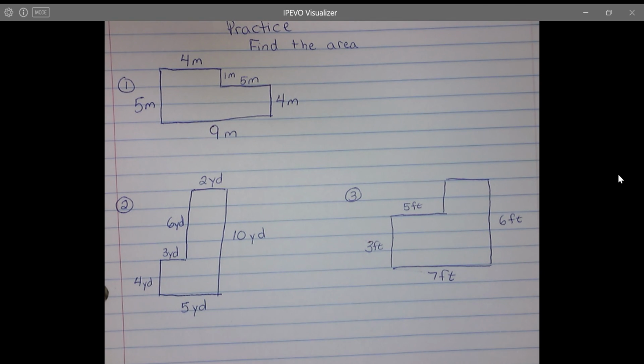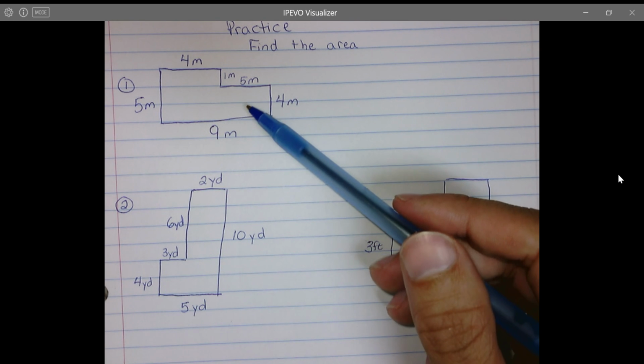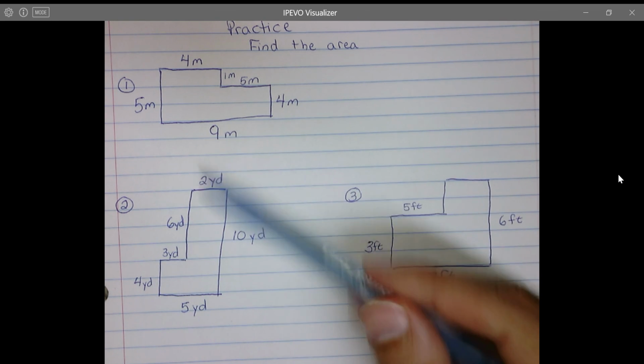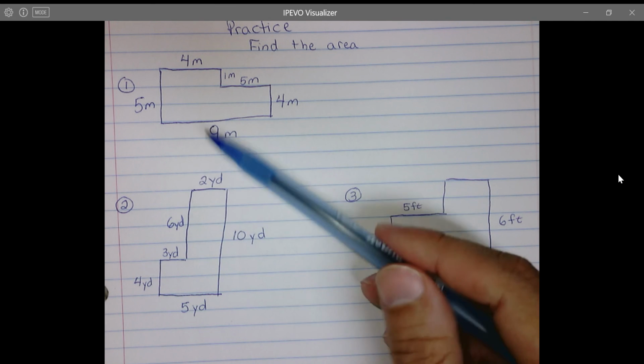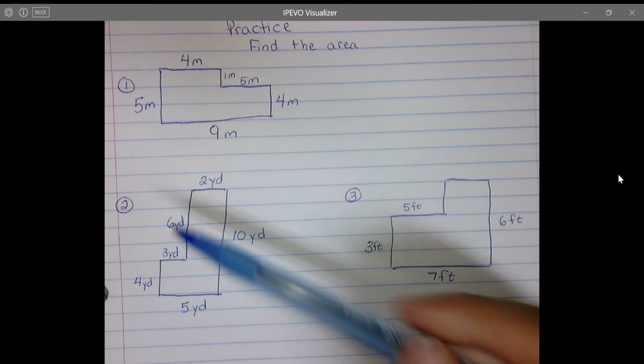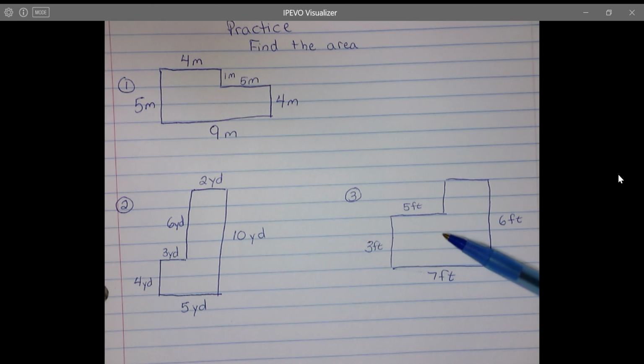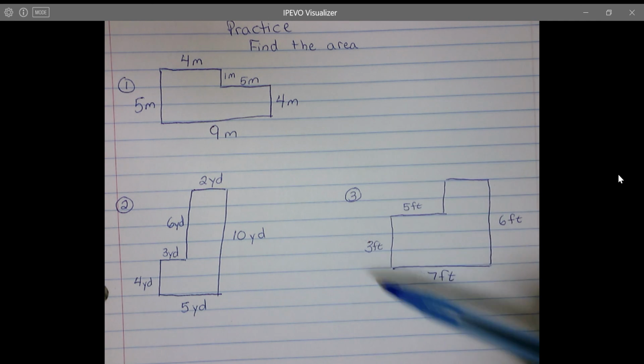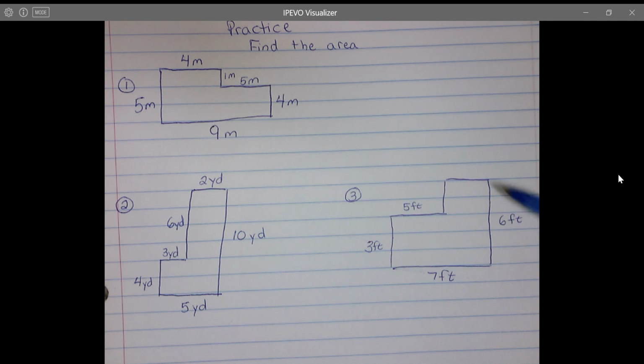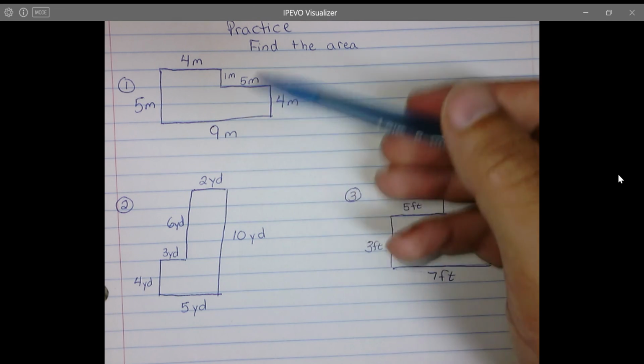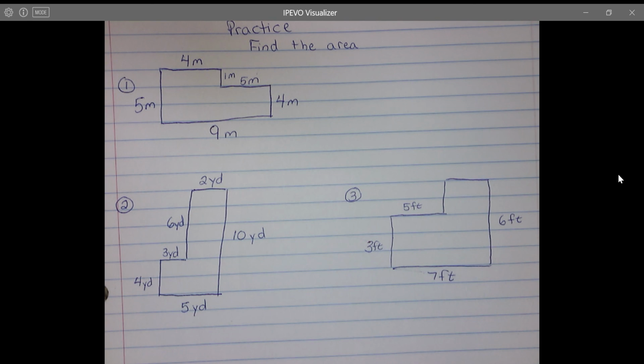So I'll give you some hints for this. This one has all the numbers you need. It was like the first one we did. The first 2 are like that. You don't have to figure out any missing sides, missing lengths. But for number 3, you're going to have to. So number 3 requires a little more thought, a little more figuring out than the other 2. So definitely try these 2, knowing that 3 may be a challenge.